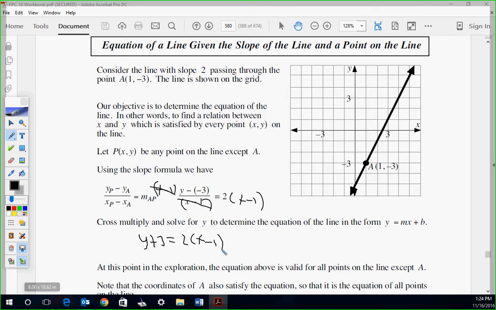Okay. I typically call it point slope form. I don't know why, but they call it slope point, so I hope that doesn't confuse you. But point slope. Okay, at this point in the exploration, the equation above is valid for all points in the line except A. So what we have is an equation that no matter what I put in for x, I can figure out y. Okay, so that makes it an equation, a relationship between x and y.